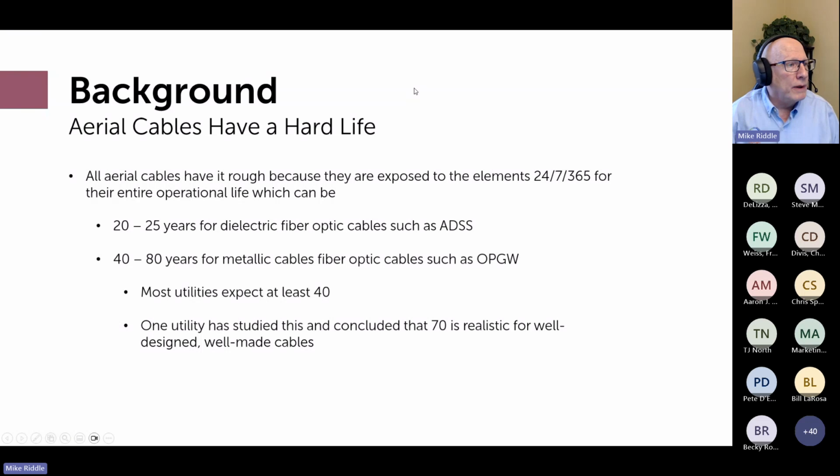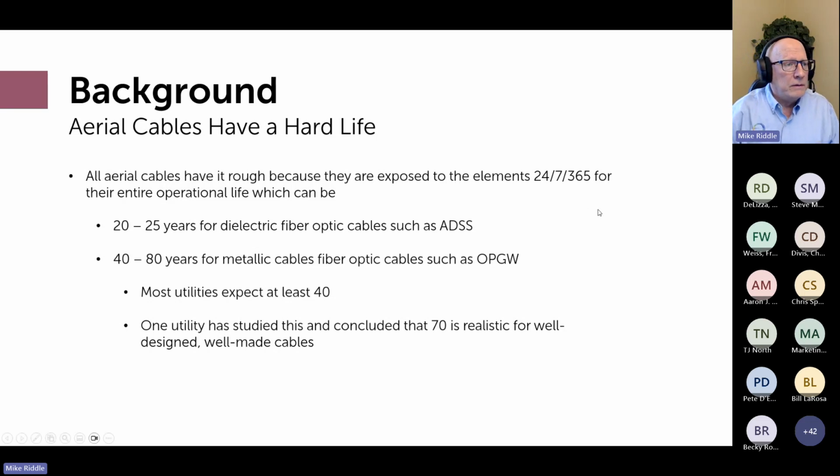So to orient everybody, really the main context today is talking about loose tubes in an aerial application. Because in a non-aerial application, such as in a duct, a lot of what we're going to talk about is just not as important, and you'll understand why as we go through this. But aerial cables have a tough life because they're outside in the air, so they're exposed to the elements 24/7, 365 for their entire operational life.